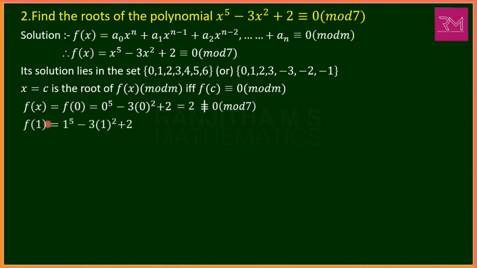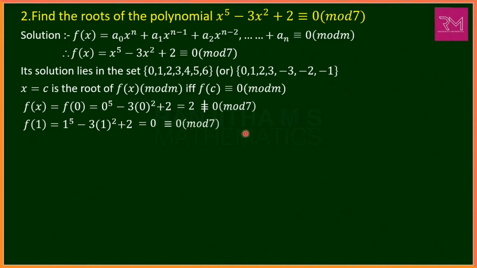So next you have to put x is equal to 1 in the polynomial. We get here 1 power 5 minus 3 into 1 square plus 2. So we get 1 power 5 is 1 minus 3 into 1 is 3. 1 minus 3 is minus 2. Minus 2 plus 2 is 0. Obviously 0 is congruent to 0 mod 7 satisfies.